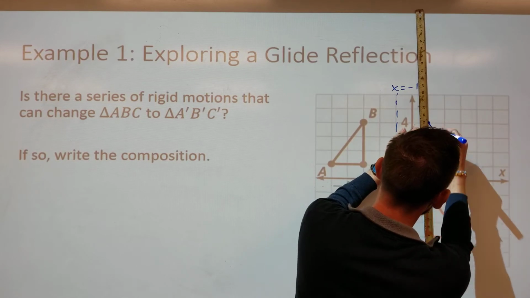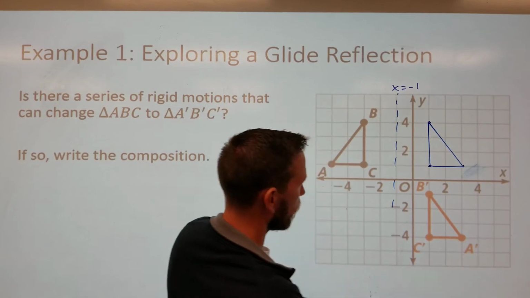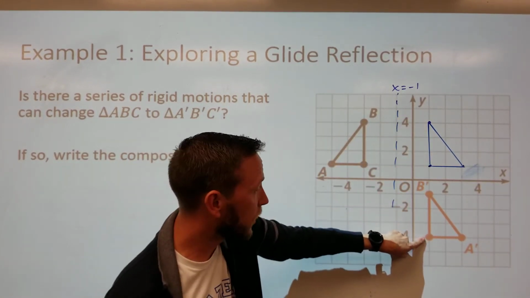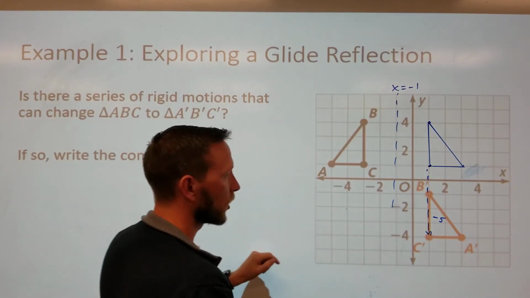And then I'm going to translate that down. I'm going to translate that down 1, 2, 3, 4, 5 spaces. All right? Now I'm going to translate that down 5 spaces. All right? Down 5.